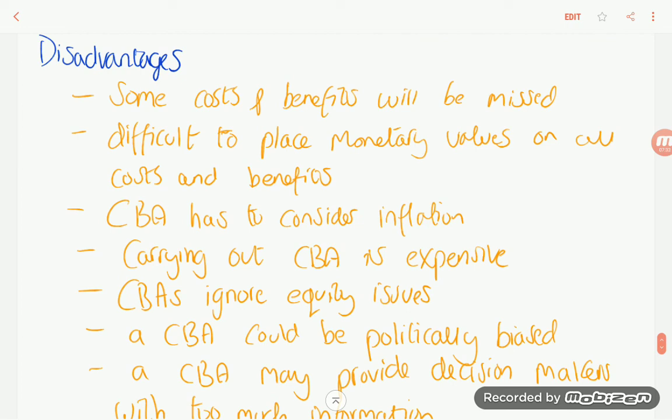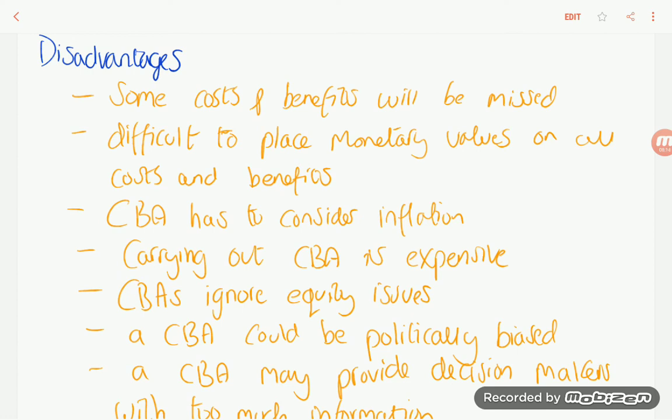Disadvantages. So CBA has certain limitations too. Usually, some costs and benefits will be missed. Often these won't be big enough to change the overall outcome of a CBA, but sometimes they might have a more significant impact. For example, they might make a project have a net social cost instead of a net social benefit. It can be difficult to put monetary values on the costs and benefits, especially on externalities, as we've just explained. This difficulty can also lead to disagreements between those who are in favour of a project and those who are against it, and bigger variations in the estimated value of any costs and benefits, which could cause market failure.